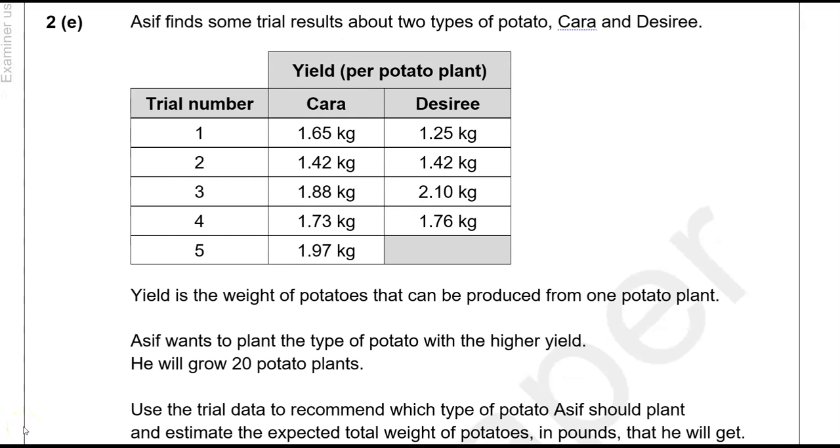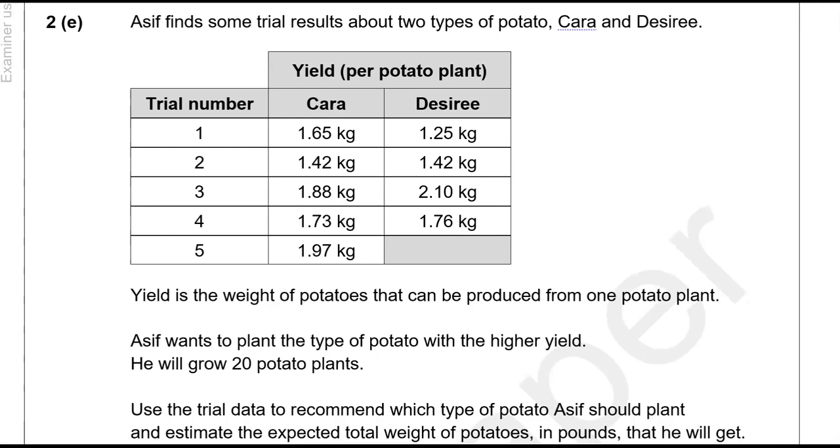Asif finds some trial results about 2 types of potato, Cara and Desiree. Yield is the weight of potatoes that can be produced from one potato plant. Asif wants to plant the type of potato with a higher yield. He will grow 20 potato plants. Use the trial data to recommend which type of potato Asif should plant and estimate the expected total weight of potatoes in pounds that he will get.